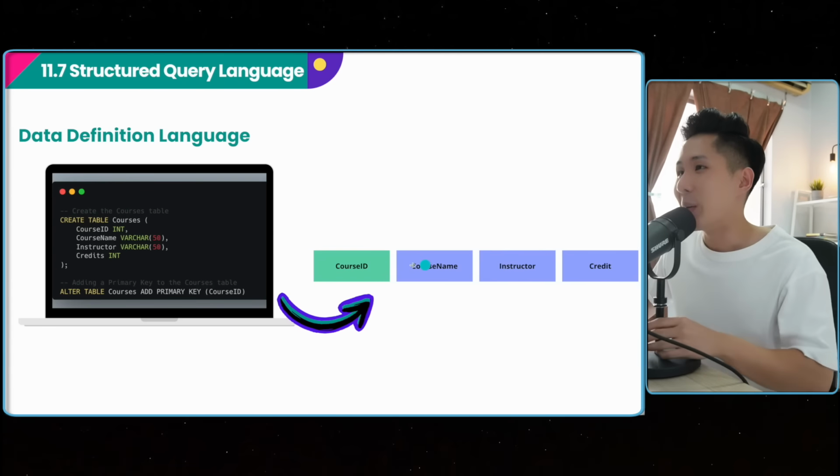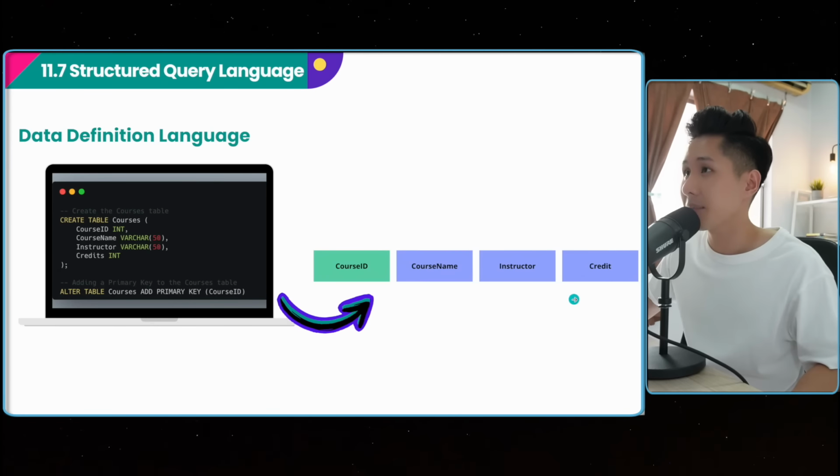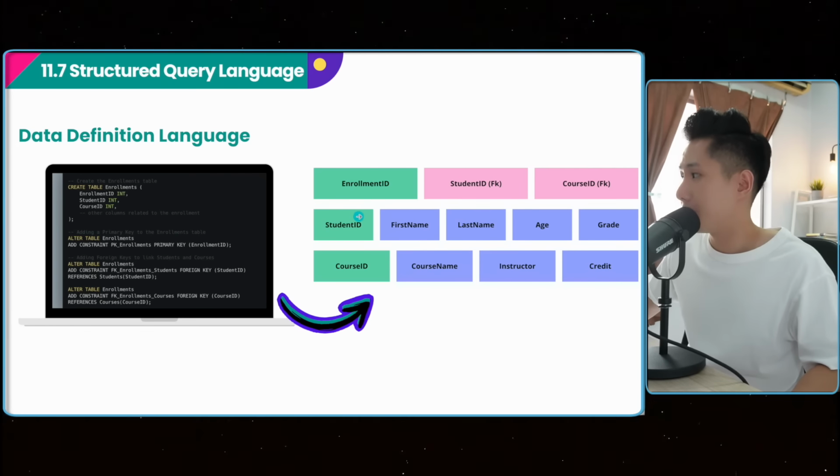So I have also created a table called course, which is the same thing, all the fields, and then I select the primary key. I'm also creating a third table, enrollment ID. So this is the syntax of it.